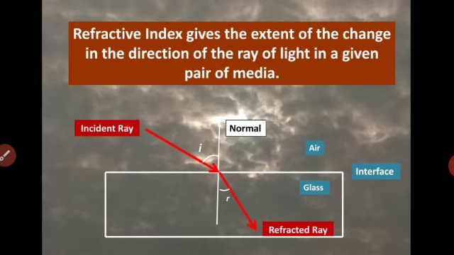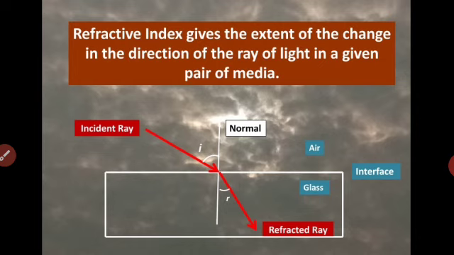Now, the extent to which the light ray is bending into the other medium is what is determined by the refractive index. The amount of bending will change if the pair of media is changed. Like here we have taken glass and air. If you take water and air, the amount of bending will be different. You are free to take any pair of media, like you can take light going from glass into water or water into glass or any other medium also.